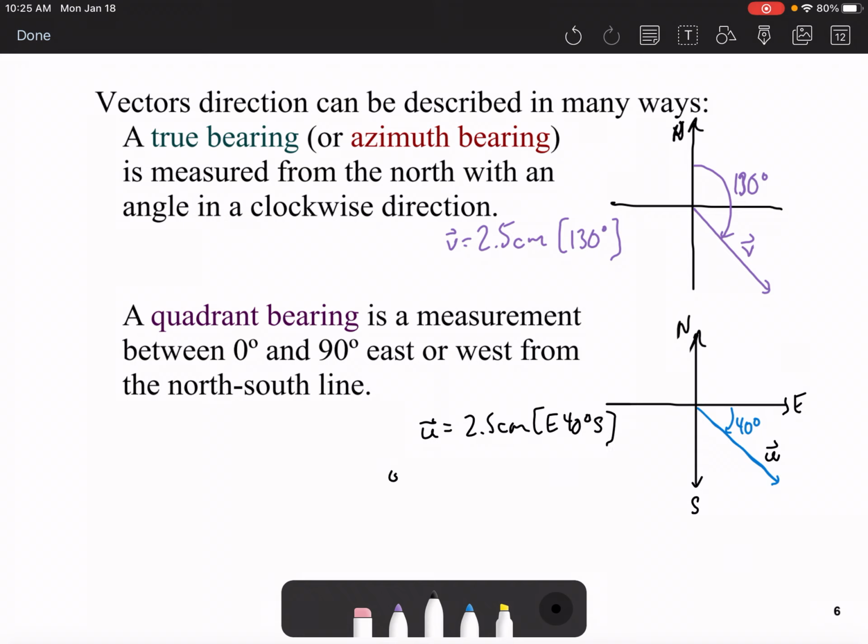Or, if you wish, you can even describe it as 2.5 centimeters, south 50 degrees towards east. Either one would be fine. Now, you'll find out most of the time they do describe things in terms of the north-south line, but you can choose the east-west line as an option as well.